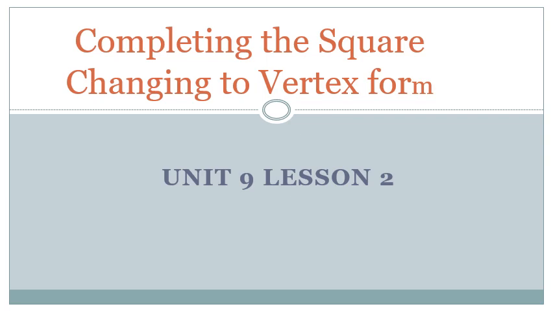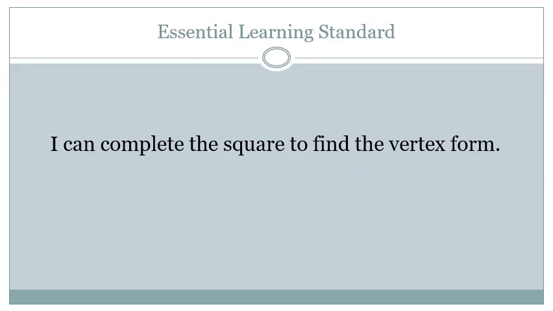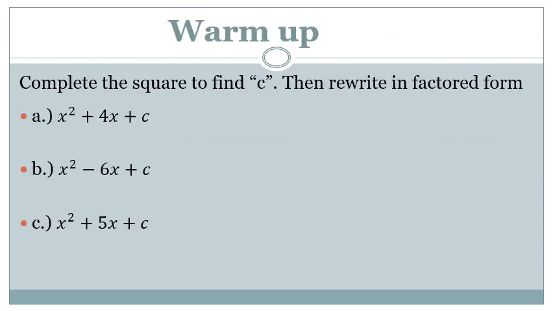This is lesson 9.2, completing the square and changing to vertex form. Our essential learning standard for today is: I can complete the square to find the vertex form. Last time we looked at perfect square binomials, and we were able to take a trinomial like this and figure out what the third term would be for a perfect square. If you don't remember, you can go watch the video from 9.1.